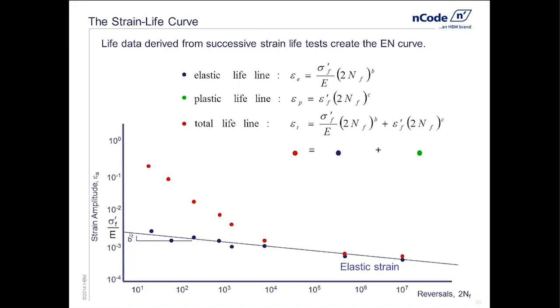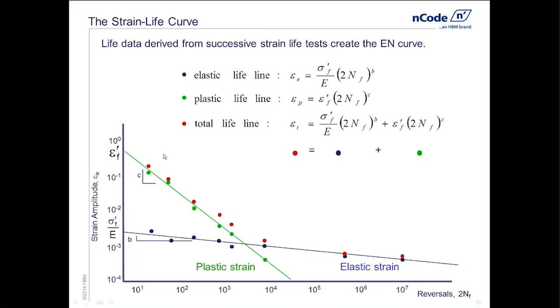In addition, we also extract the plastic strains from the total, and we regress a second line through that. So that green line there is the plastic line, or the ductility curve. And again, it provides two more pieces of data. C here is the slope of that, and epsilon F prime is the intercept. Those four pieces of data, B and C as the slopes, and sigma F prime and epsilon F prime, are the parameters I need to describe the strain life curve.